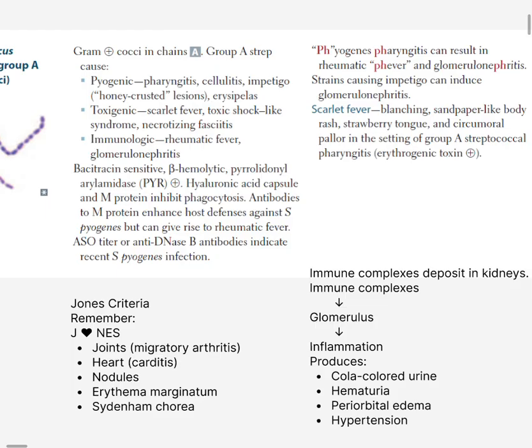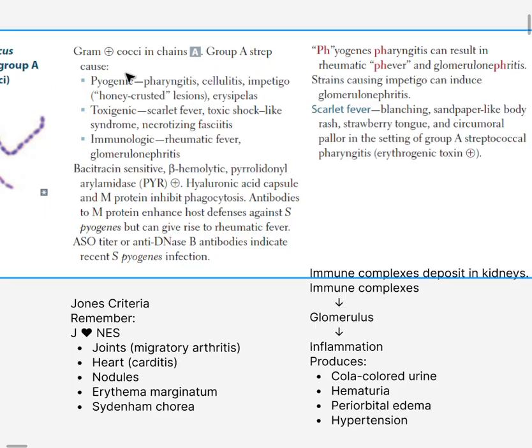The ASO titer, the anti-streptolysin O or anti-DNase B antibodies, indicate recent Strep pyogenes infection. Why is it useful? Because the organism may be gone, but ASO remains elevated. So you get a hint that there's a recent strep infection. That's what a high ASO titer will give you. It's used in diagnosing rheumatic fever. Anti-DNase B is another marker of previous group A streptococcal infection, and it's useful especially after impetigo.